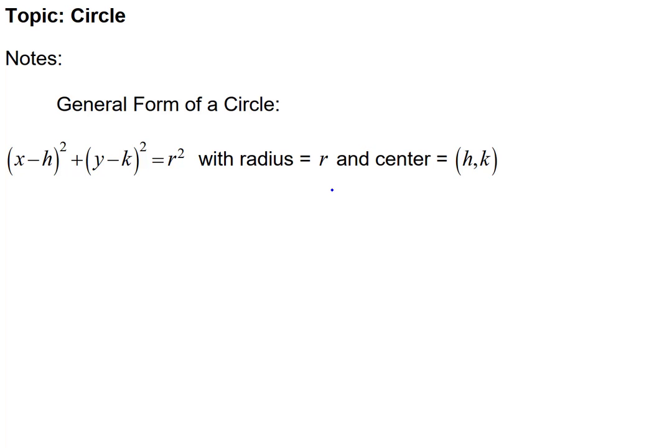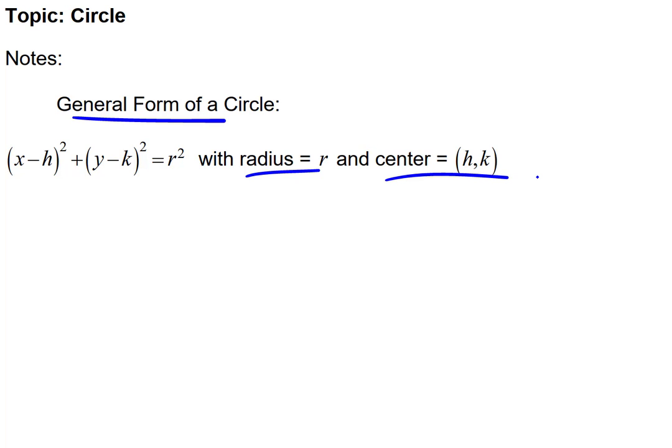This video is about circles, including their equations and graphs. We'll start with some notes with the general form of a circle, and that form is (x minus h) squared plus (y minus k) squared equals r squared, where r stands for radius and the point (h, k) is the center of the circle.